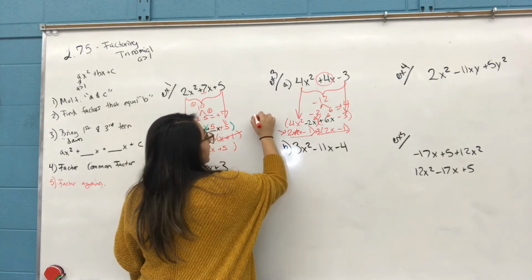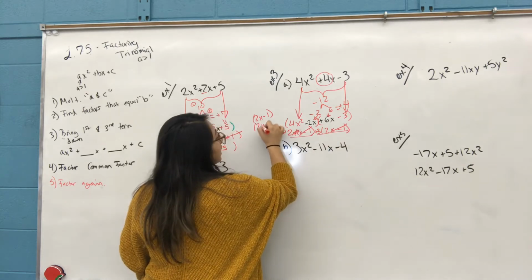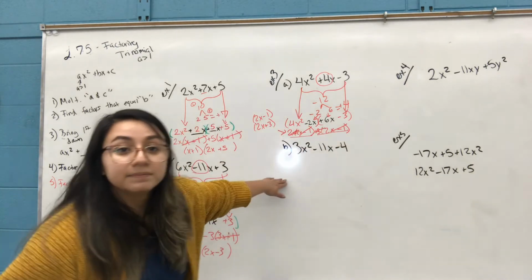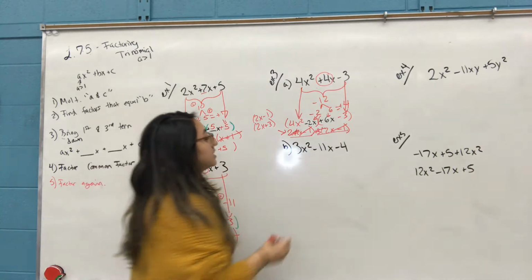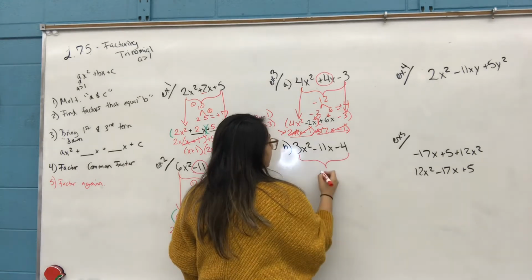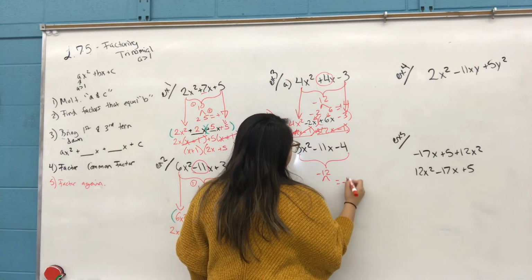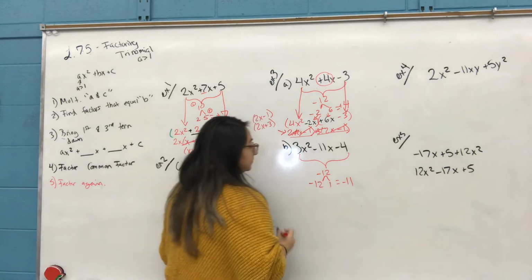2x. We factor out the 2x minus 1, and we are left with 2x plus 3. Keep on going. B, 3x squared minus 11x minus 4. Factor out the first and last term. You get negative 12. Find factors of that. They equal negative 11. And I believe that's negative 12 and 1.